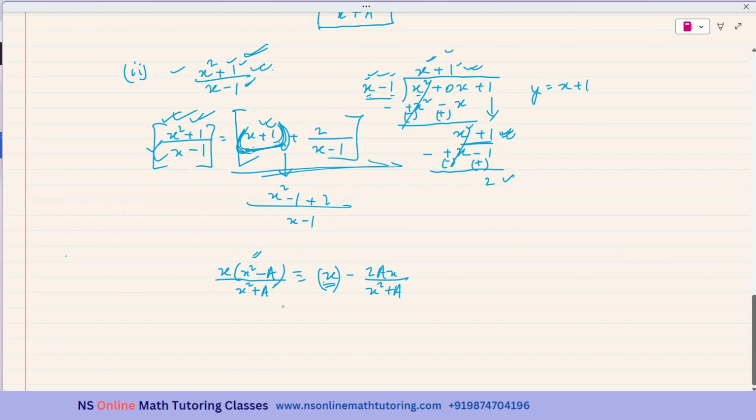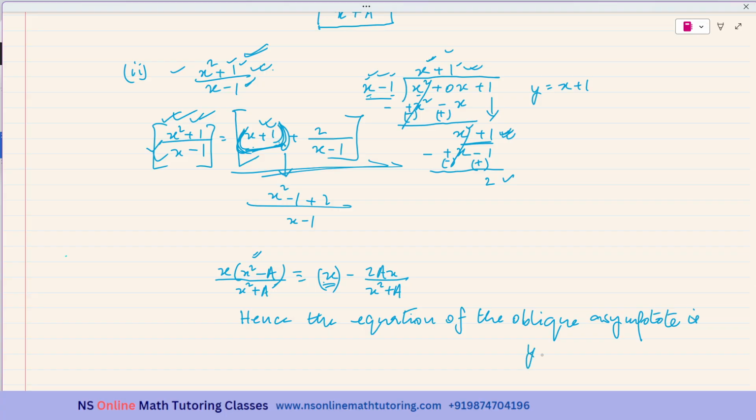So hence the equation of the oblique asymptote is y equal to x.